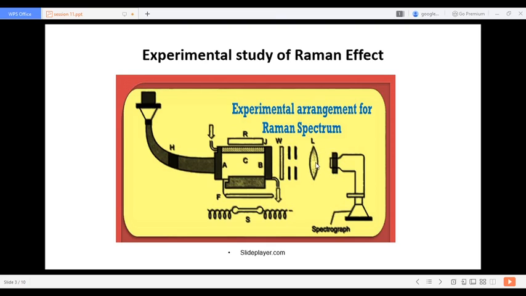L is the convex lens used in front of the window which focuses and directs the scattered radiation upon the slit of the spectrograph. The spectrograph must have a large light gathering power and the prism must have a large resolving power. A short focus camera is used to photograph the spectrum.